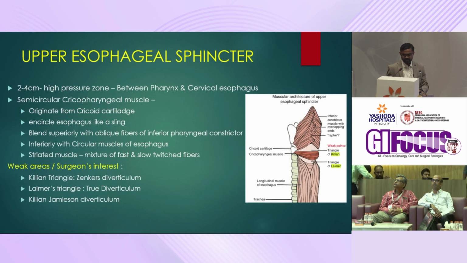The upper esophageal sphincter is a 2 to 4 centimeter high pressure zone between the pharynx and cervical esophagus. It is formed by the semicircular cricopharyngeal muscles, which originate from the cricoid cartilage and encircle the esophagus like a sling, blending superiorly with oblique fibers and inferiorly with the pharyngeal constrictor. The weak areas of surgeon's interest are superiorly the Killian triangle and inferiorly the Laimer triangle, which are the points of diverticular formation.